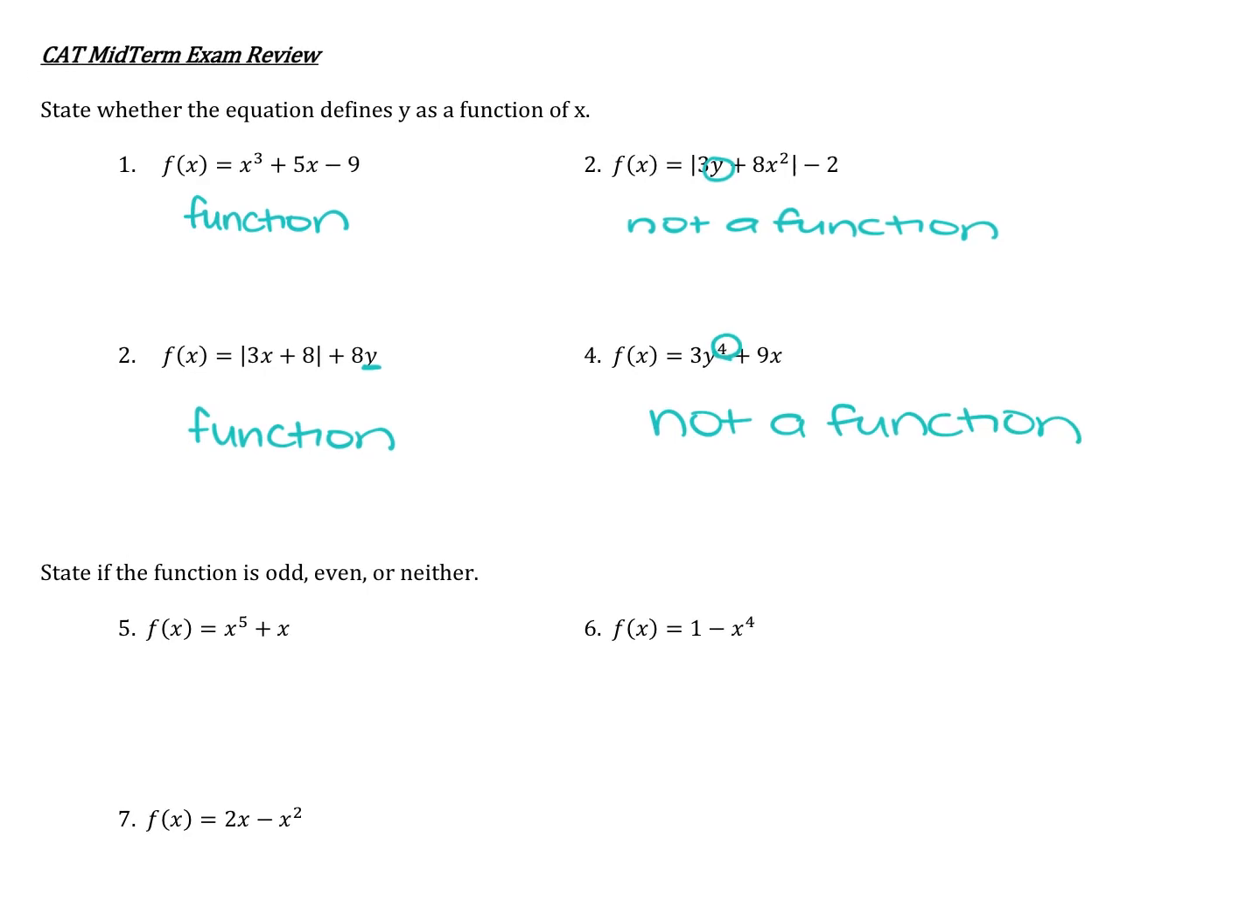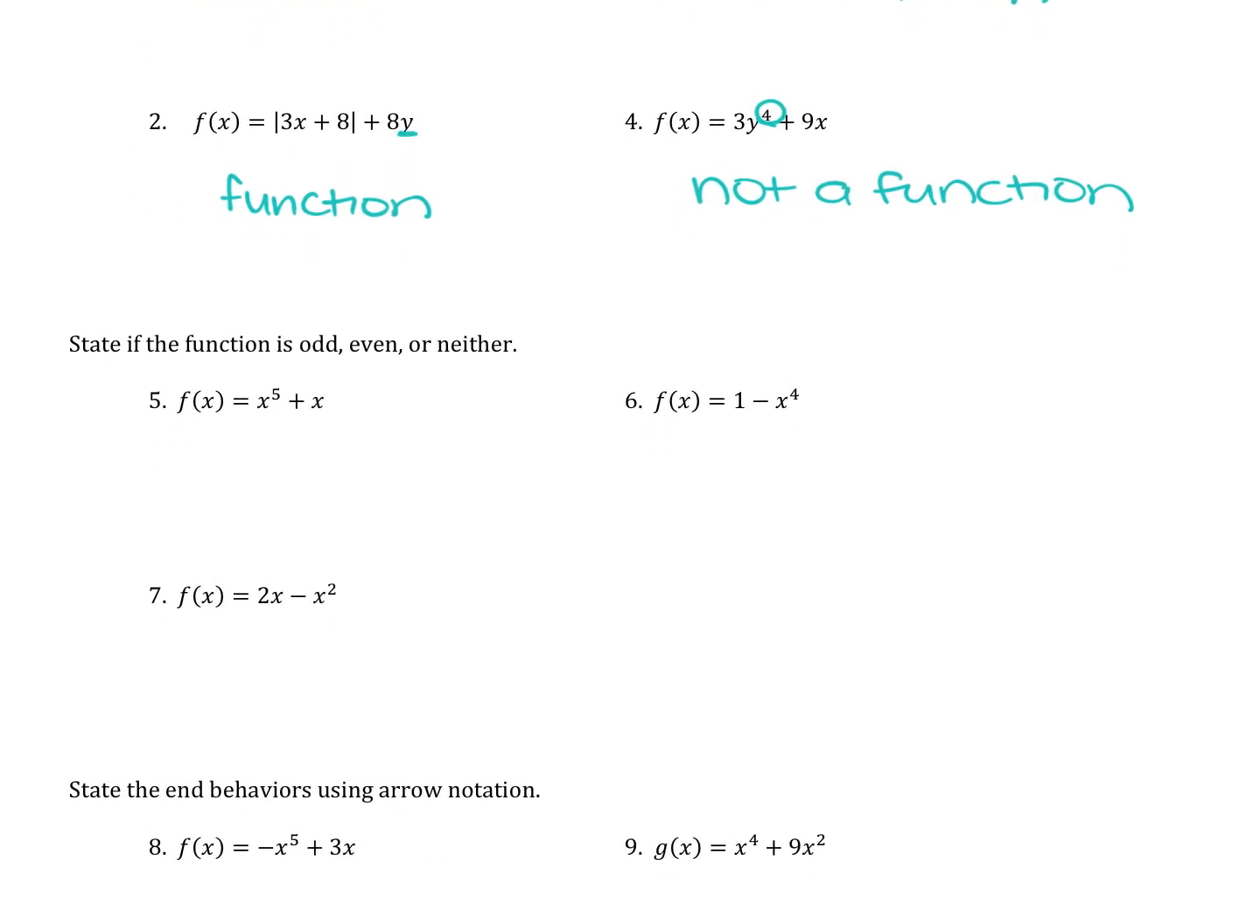The next section that we look at, we're stating whether the function is odd, even, or neither. Remember, with these, you're going to plug in 2, and you're also going to plug in negative 2. If you get the same answer for both, they're even. If they're opposites, they're odd. And if they're 2 totally different numbers, it's neither.